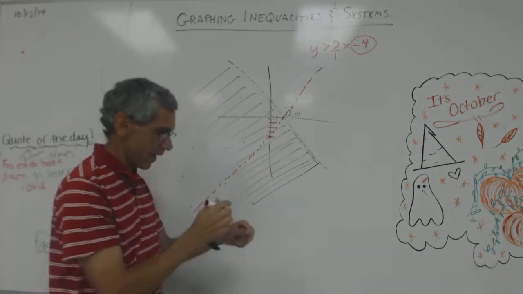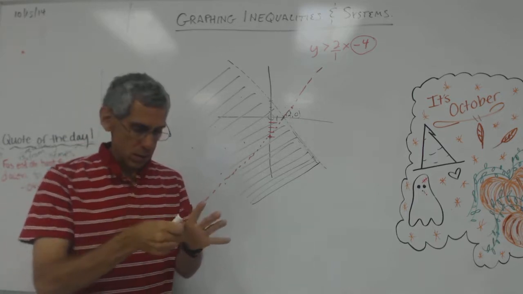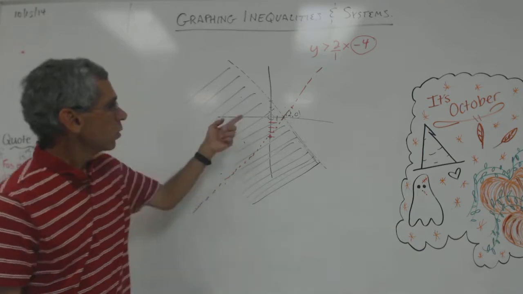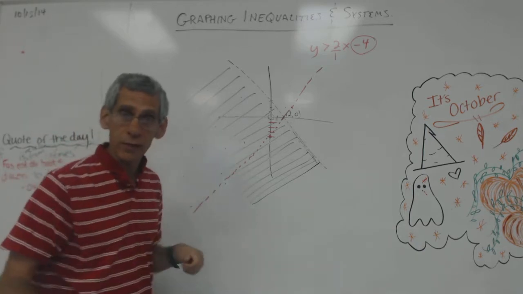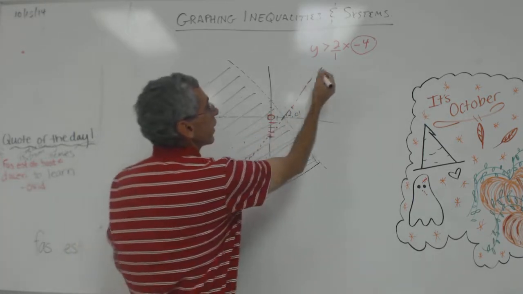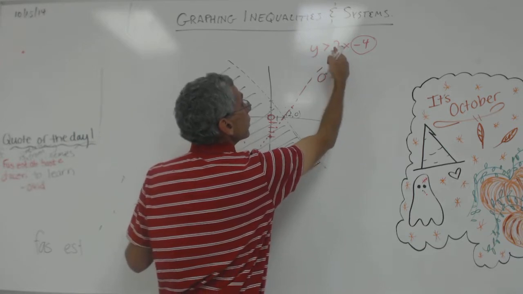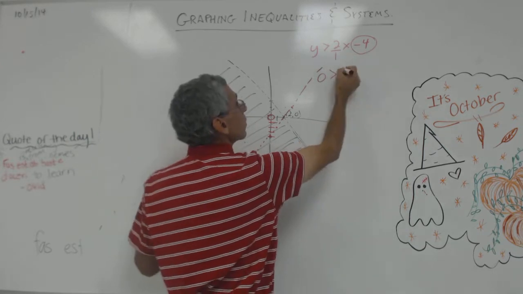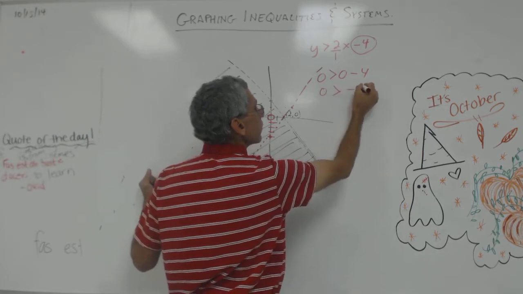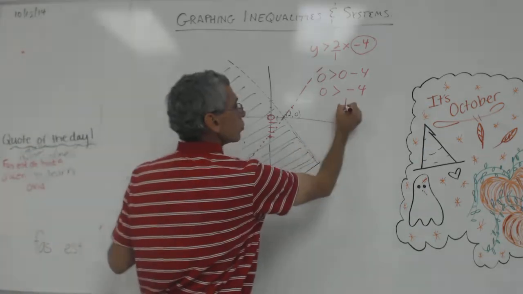Okay, now I have to figure out how to shade it, right? Which side will I shade? Do we know? So what am I going to try? I'm going to try a point, right? My point is this point right here, 0, 0. I'm going to try that. So 0 is my y, is it greater than 2 times 0, which is just 0, minus 4? So 0 is greater than negative 4. Is that true or false? True. That is true.